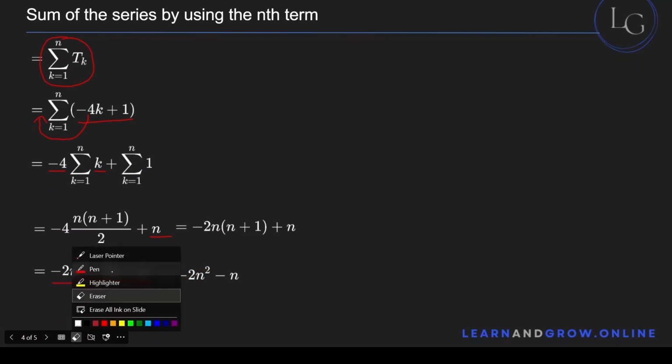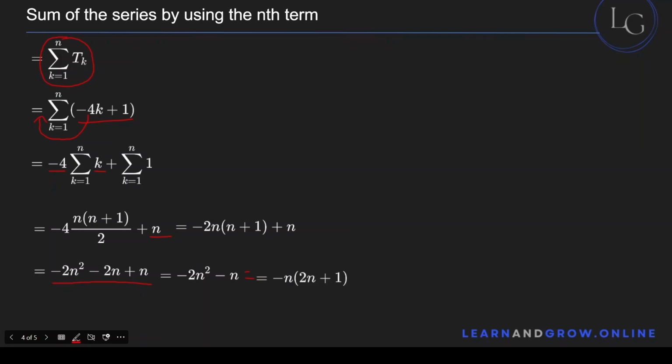Yeah, this is the final expression for Sn. This is more simplified. And you can even further simplify this actually. And yes, this turns out to be minus n into 2n plus 1. And that is equal to Sn.